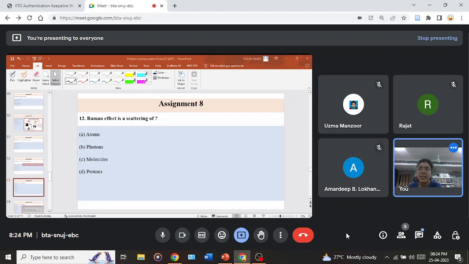So you have to basically read and actually understand the basic principles behind all these spectroscopy or microscopy techniques, so that obviously you can easily give the answers. Okay. So B, that is photons, is the correct answer. So why photons is the correct answer?